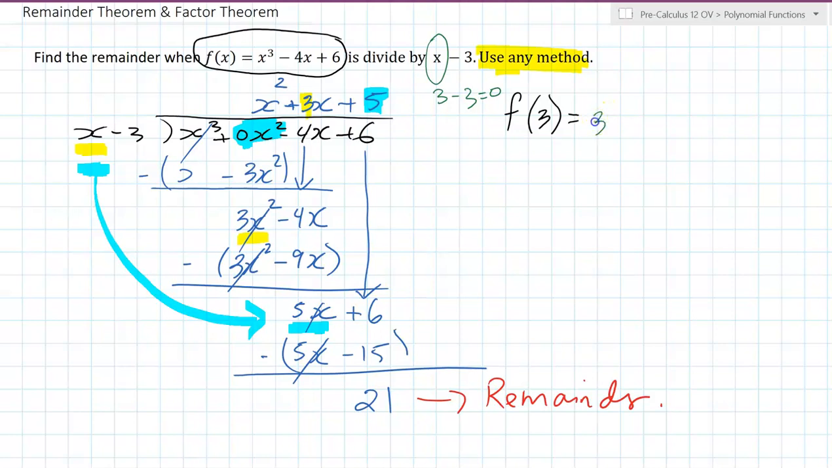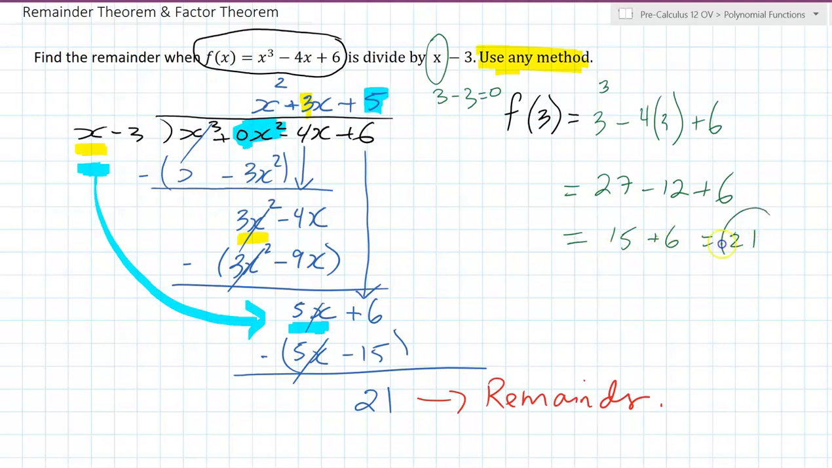So that means 3 cubed minus 4 times 3 plus 6. What do we get? That is 27 minus 12 plus 6. What is that? That is 15 plus 6. That's 21. Here it is. You see what is happening?